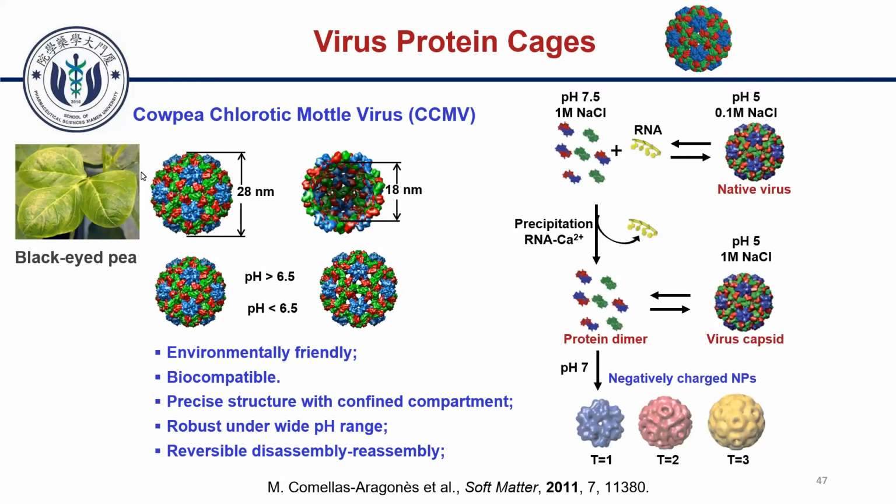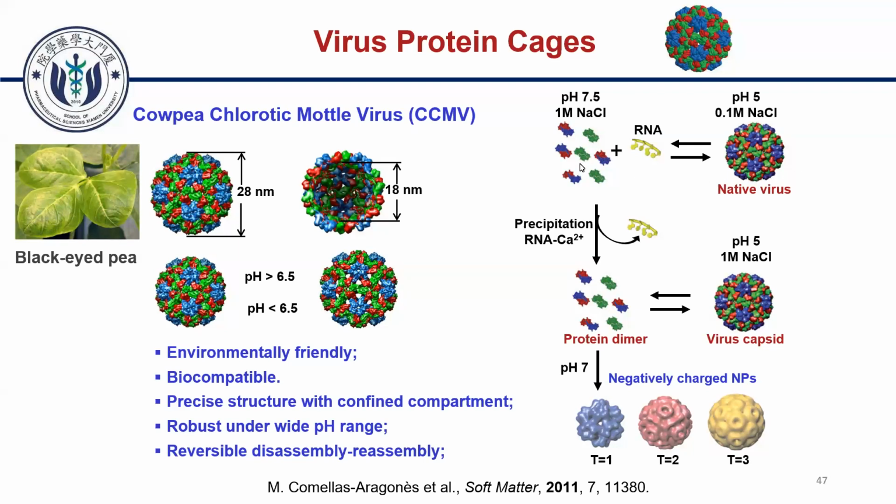It contains 108 protein units that self-assemble through hydrophobic and multiple hydrogen interactions into a T3 icosahedral structure with a diameter of 28 nanometers and an inner diameter of 18 nanometers. The interesting part of this type of protein cage is that they are stable under low pH, as I show here. On the right side of the figure, they are stable at pH 5 with low ion exchange. If we increase the pH and the ion exchange, it will decrease the electrostatic interaction between the RNA and the protein units. In this way, we can disassemble the protein cage.